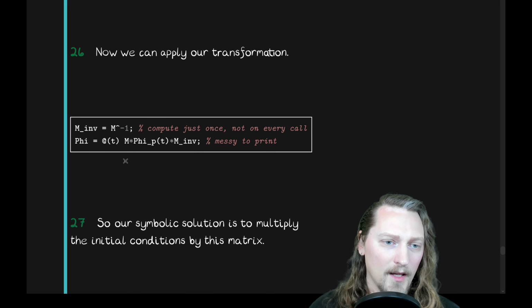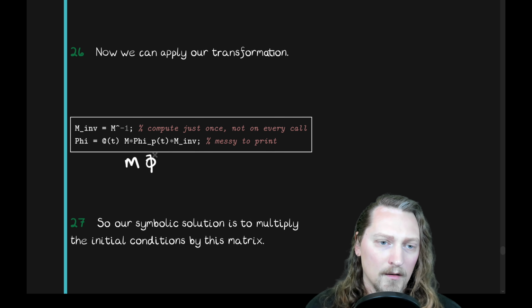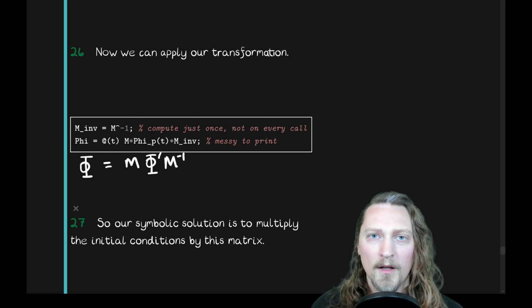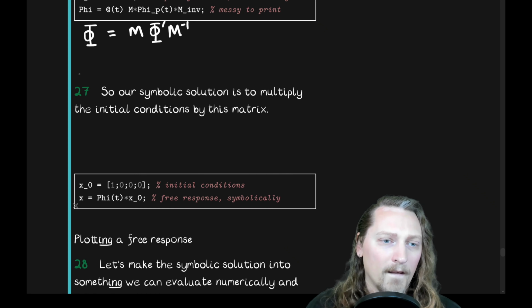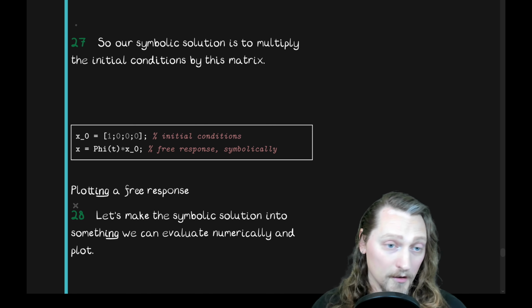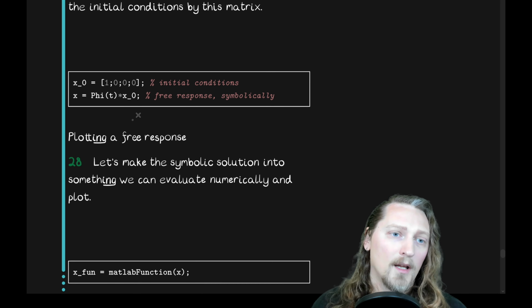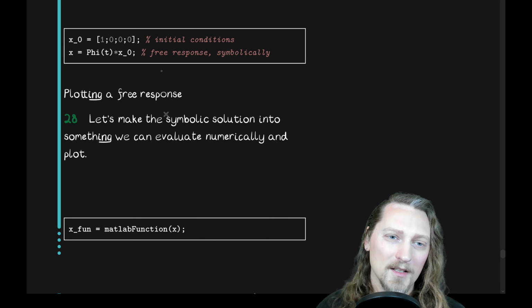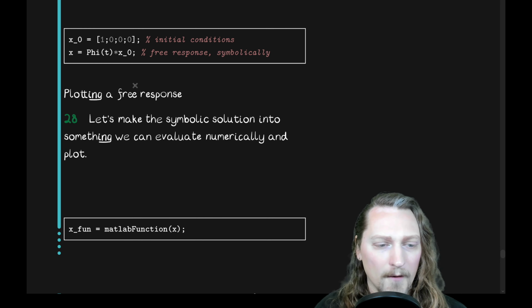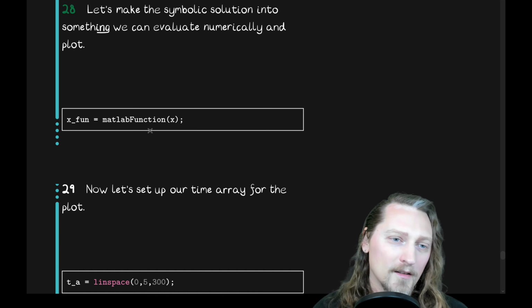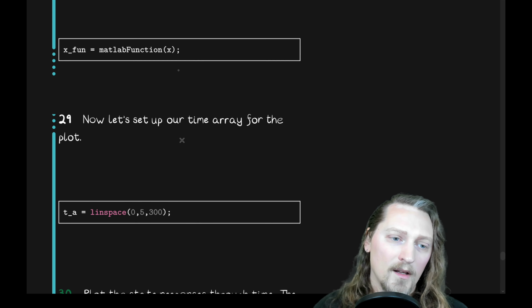Transform, again, using the m phi prime m inverse transformation to get us phi, the state transition matrix, in the original state space basis. So our symbolic solution is to multiply the initial conditions by this matrix as we did earlier. We use the same initial condition, and we just compute it up. And again, this is a little messy to look at, so I didn't print it out. We'll do a symbolic to numeric conversion with this MATLAB function, just as we did before.